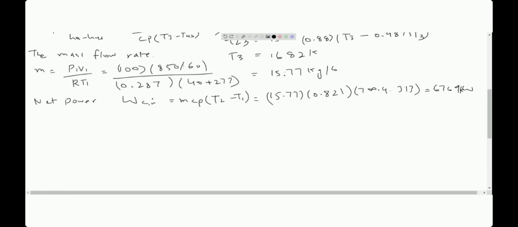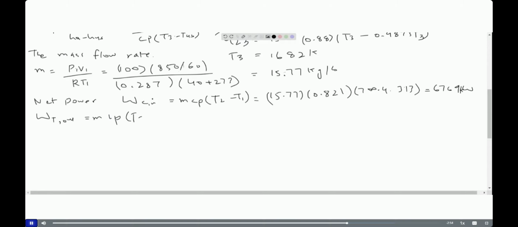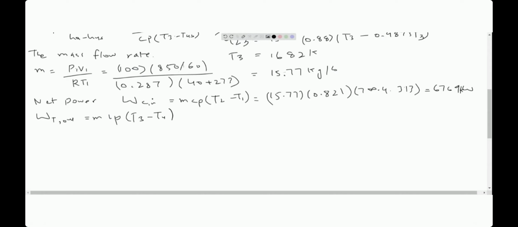Now the turbine work output WT is calculated as m Cp into T3 minus T4, that is equals to 15.77 into 0.821 into 1682 minus 923, that is equals to 13257 kilowatt.